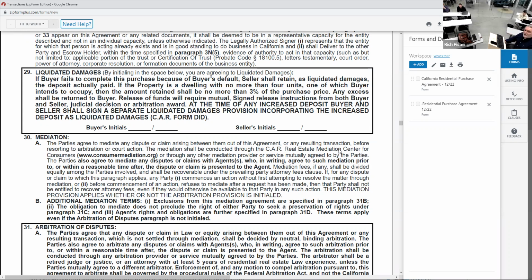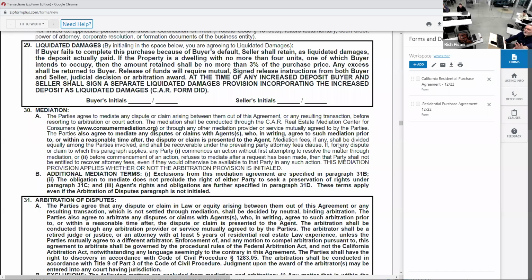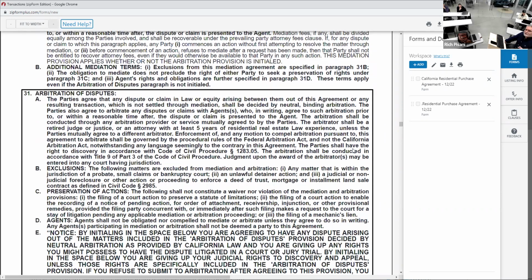amount of damages, and then we go to mediation. That is the first line of defense, is everybody goes to mediation. If you don't go to mediation and then you just go to a lawsuit, then you cannot get attorney's fees. So it pays to mediate.